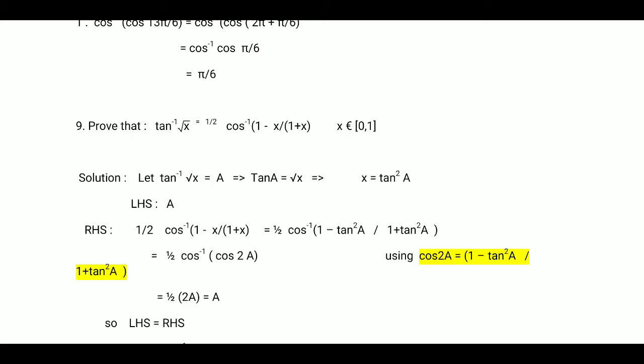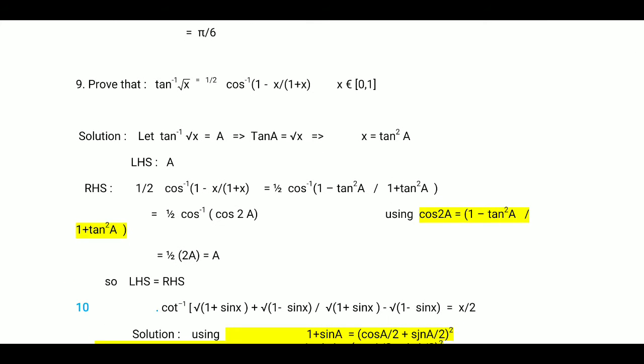Now come to the question. Your left hand side is tan inverse root x, that is a, as we have taken. Now the right hand side is 1 by 2 cos inverse (1 minus x upon 1 plus x). This is equal to 1 by 2 cos inverse (1 minus tan square a upon 1 plus tan square a), as x is equal to tan square a.